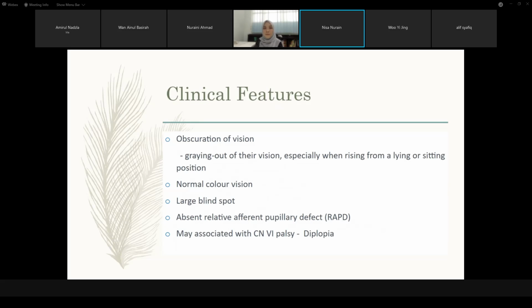Okay, and then other clinical features is obscuration of vision, which is the graying out of their vision, especially when rising from a lying or sitting position. So obscuration is a transient loss of vision lasting a few seconds, which is the graying out. And then the color vision stays normal, and there is a large blind spot, absent relative afferent pupillary defect, and it may be associated with cranial nerve six palsy, which causes diplopia. Alright.